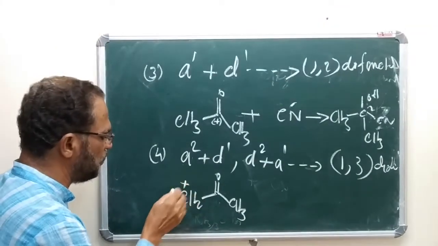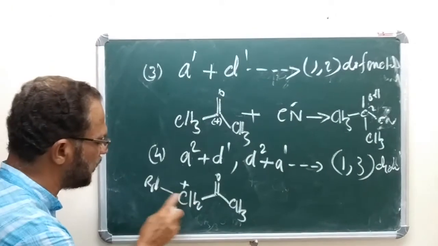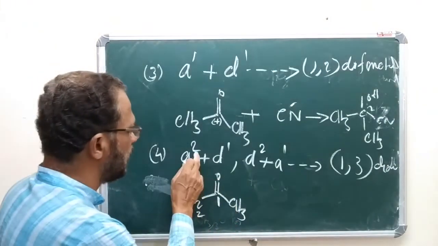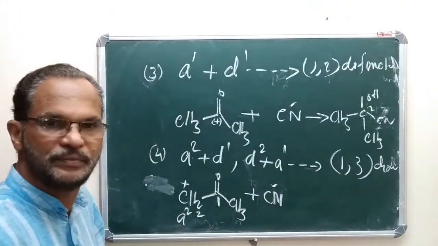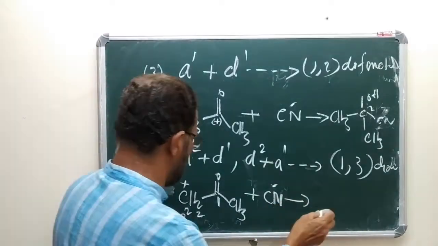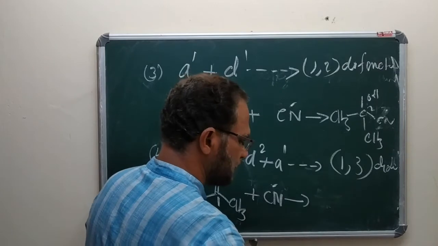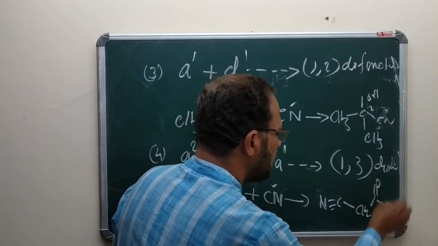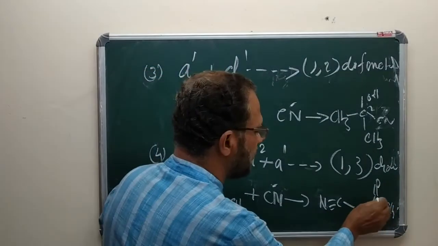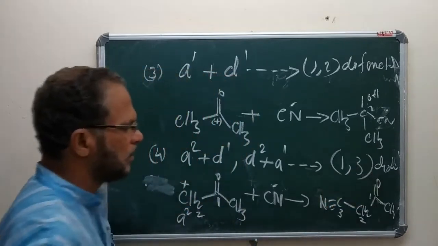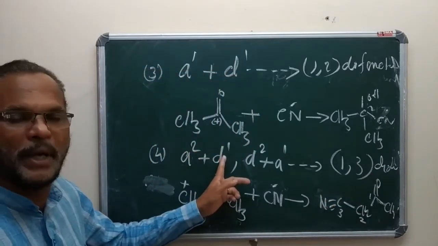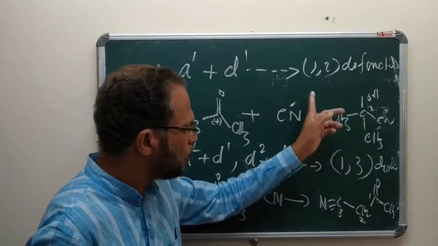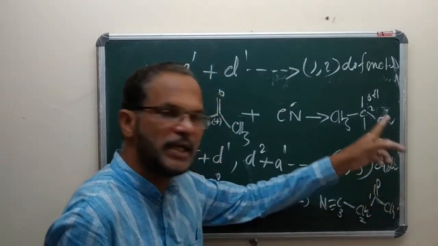Say, for example, this one. This is A2 if it is Br. So this is carbon number 1, carbon number 2, this is A2. Then A2 combined with the D1. D1 is cyanide. Then this will lead to a formation of N triple bond C CH2 CO CH3. Now this is carbon number 1, carbon number 2, carbon number 3. So in this case, an A2 combined with the D1 or D2 combined with A1 will always produce, according to this rule of combination between synthons, 1,3 difunctional molecules.